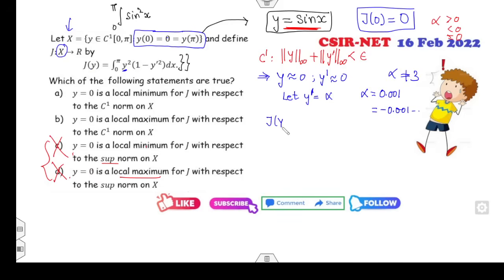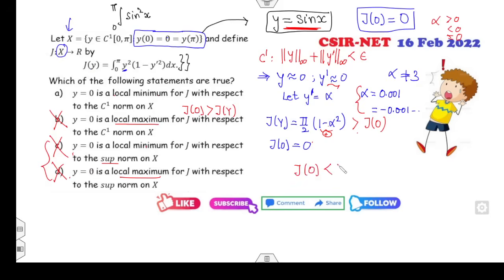So how much was your J of y just now? Pi over 2 times 1 minus alpha square, and J of 0, how much was that? 0. Now clearly, whenever alpha is near 0, this number is always a positive number, so that number is always greater than J of 0. That means J of 0 is a local maximum? That means J of 0 is greater than J of y, but that's wrong. J of 0 is the local minimum. That means J of 0 is less than J of y over the C1 norm. Yes, A is the right answer.